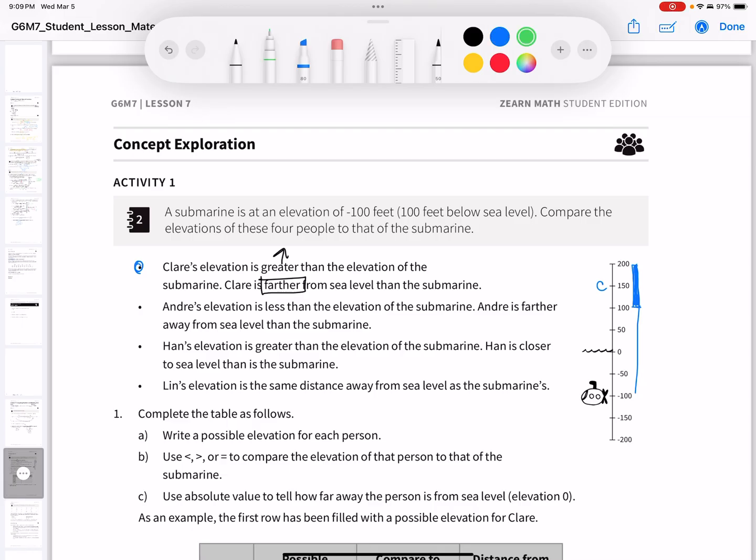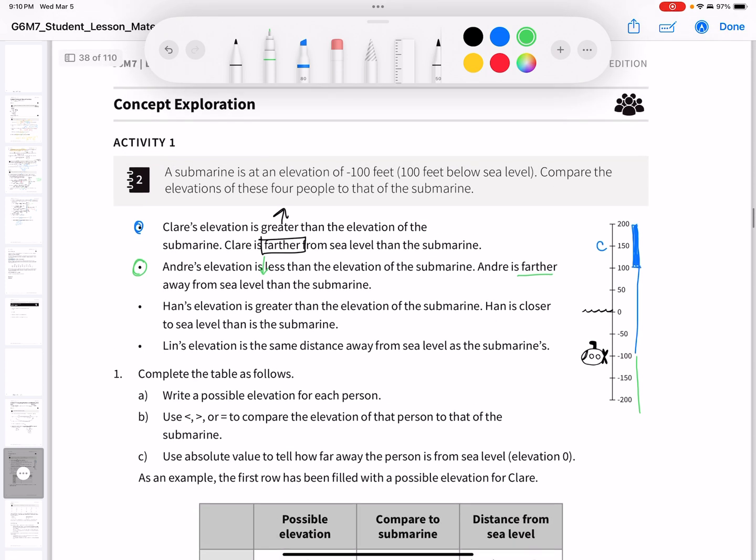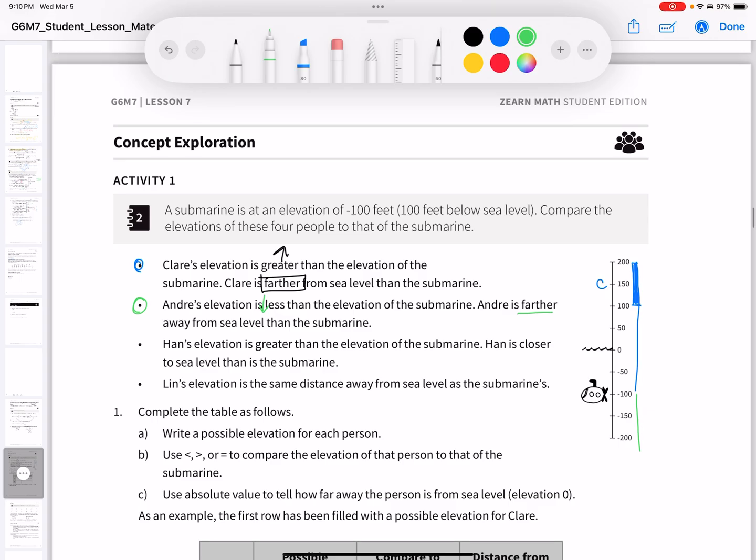Let's do Andre. Andre's elevation is less than the elevation of the submarine. So that means Andre's going to be down here. Andre is farther, there's that distance, farther away from sea level than the submarine. So if the submarine is at 100, Andre has to be further than that. So let's say he's pretty deep. Let's put Andre at 200 right here. So this is going to be Andre.